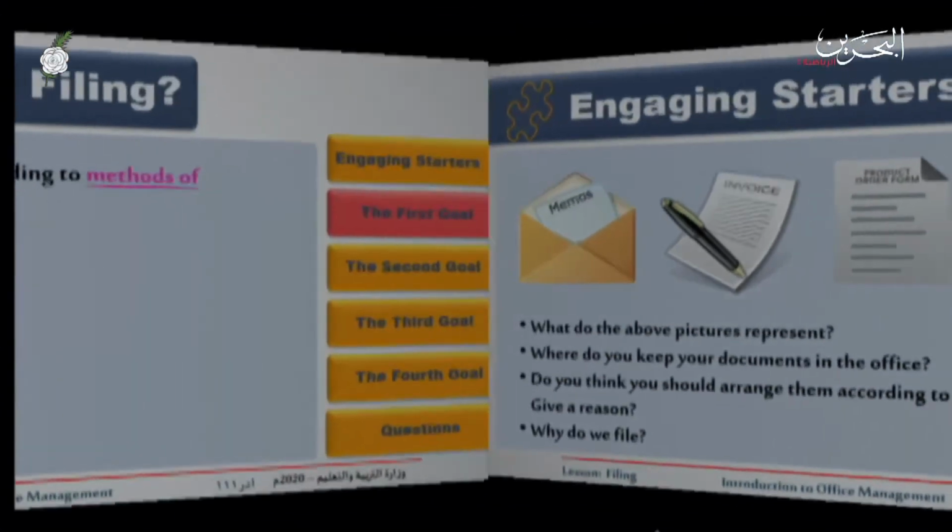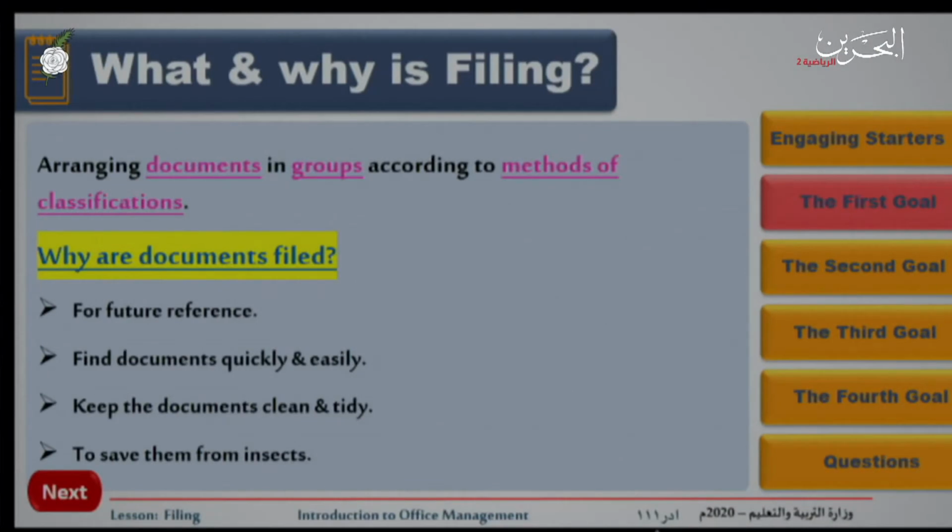Let's start. What and why is filing? What does it mean to file? Arranging documents in groups according to a method of classification. All right, we have a bunch or a group of documents, letters, information, invoices. We will group them, arrange them, and order them according to a certain method of classification.